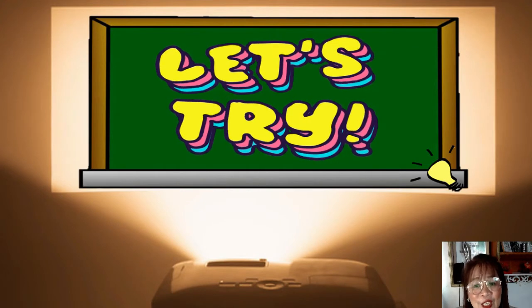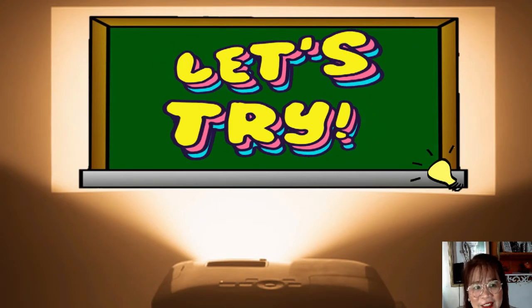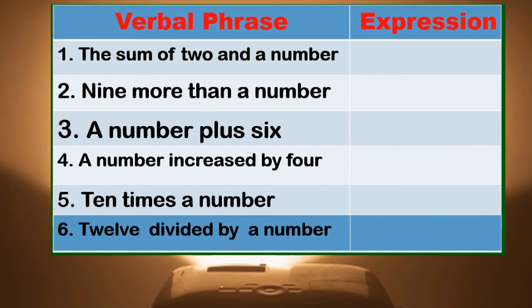That's it, class. Let's try. Are you ready? Okay, class. So what you're going to do is write the expression beside the verbal phrase. Okay, let's start. Number 1. The sum of 2 and a number. So the answer is 2 plus x. The next one, 9 more than a number. So you can represent a number by a letter y plus 9.